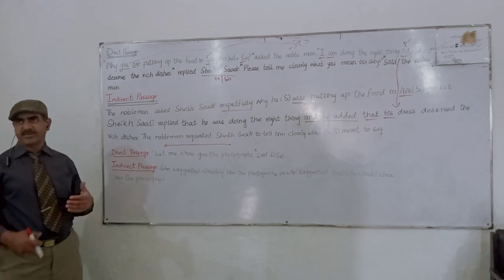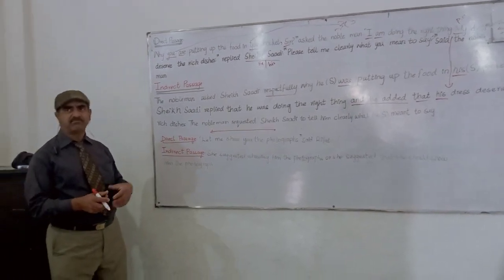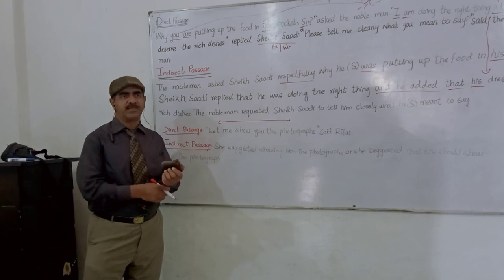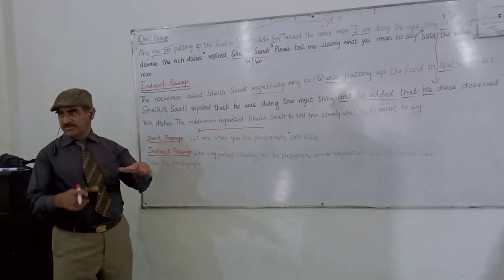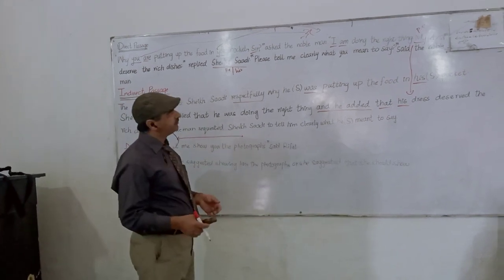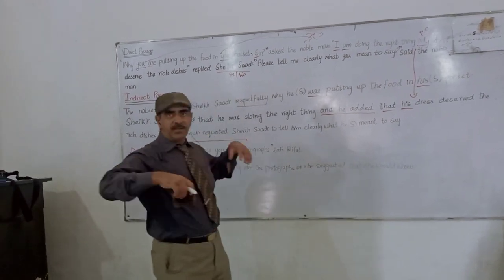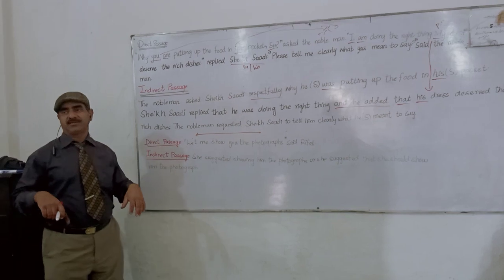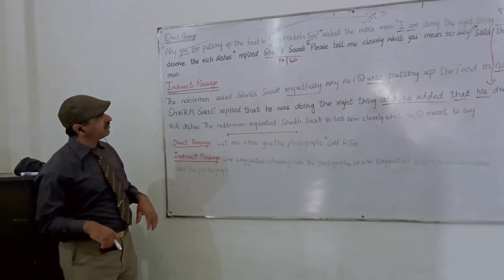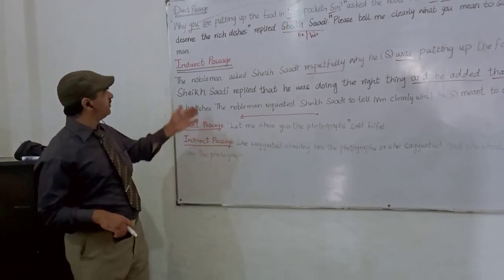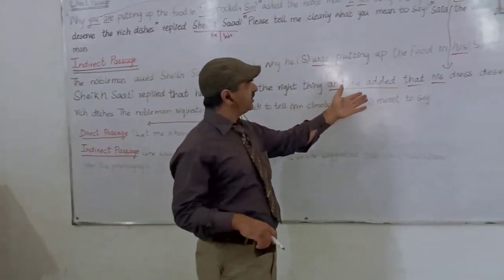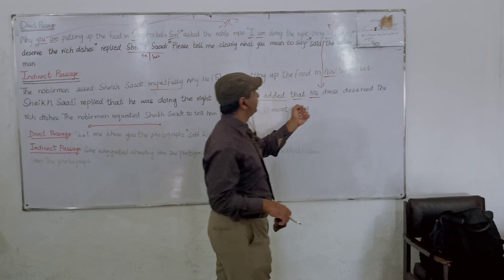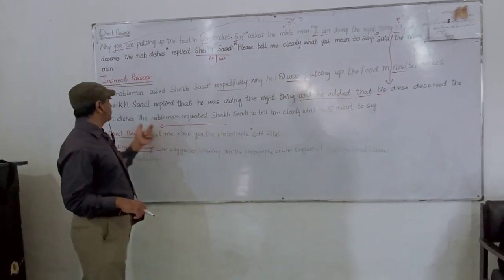Rich dishes mean good quality dishes, you can say outstanding dishes. So why did he go to the party? His dress deserves the rich dishes. He was putting the rich dishes, and I think he was putting up the food in his pocket. Sheikh Sadi replied that he was doing the right thing, and he added that his dress deserved the rich dishes.